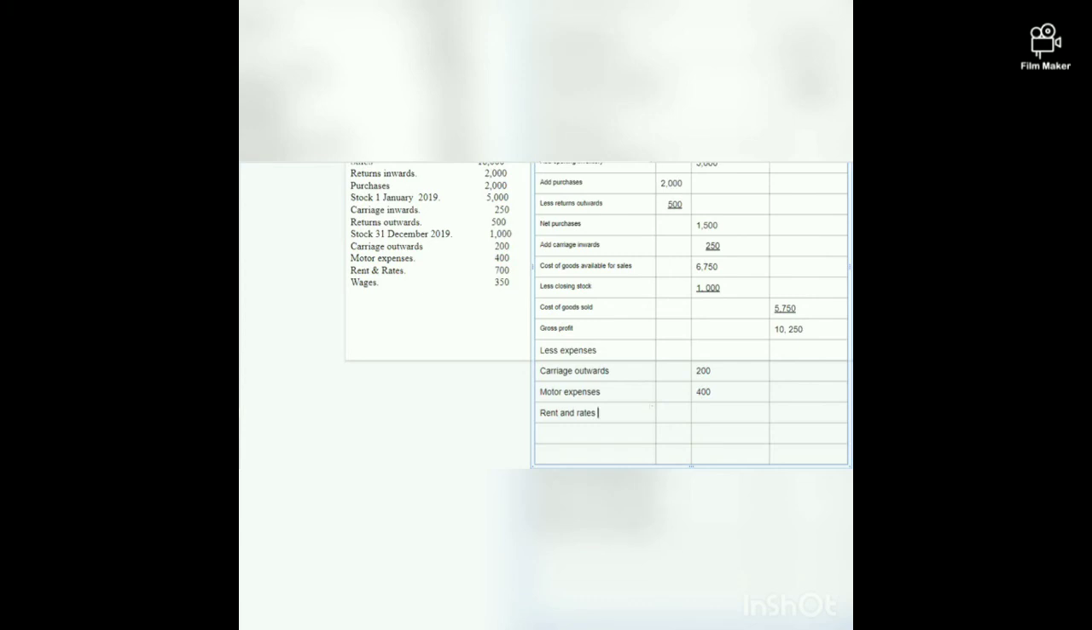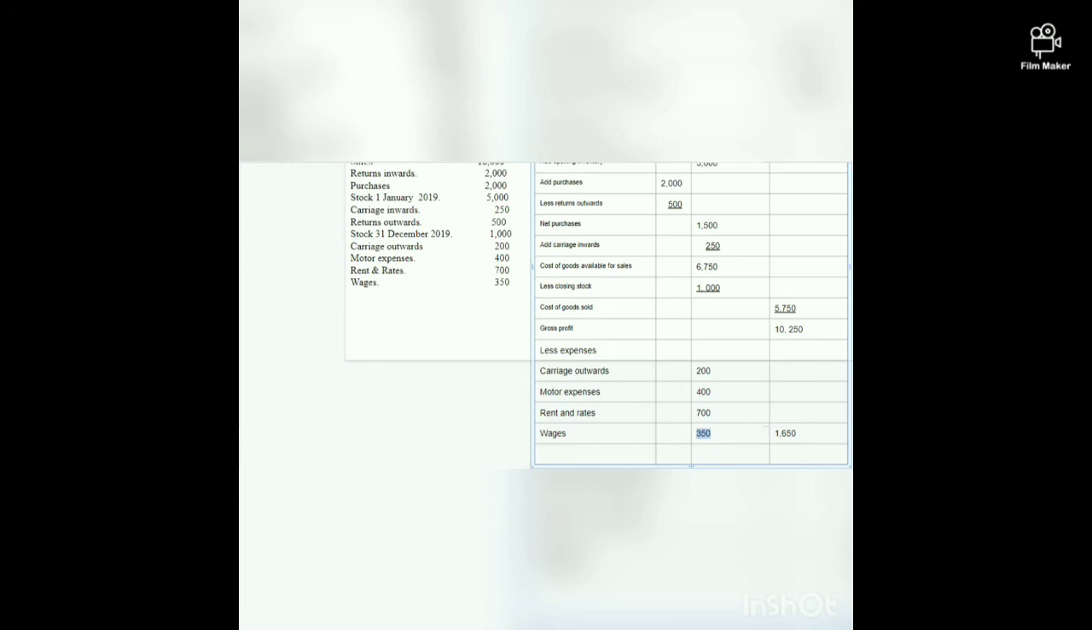Rent and rates here is 700. And then you have wages. Wages here is 350. So now we want to total the expenses. So we have so far 4 expenses. So we want to total. So we have 200, 400, 700, and 350, which will give us a total of 1650. Total of 1650. So let's underline here to show that we add up all our expenses. So our total expense in this scenario is 1650.